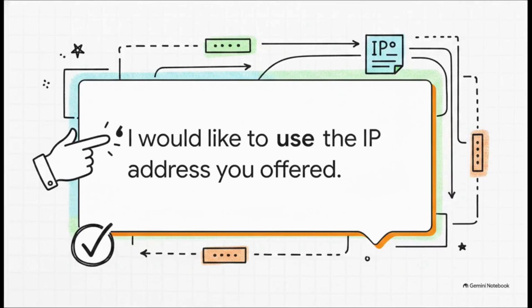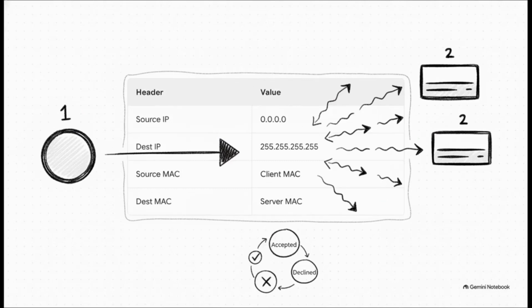Now the client receives this kit and moves to Step 3, Request. It formally decides to accept the offer and basically says, "I want it. I would like to use the IP address you just offered me." And this brilliantly illustrates a really cool quirk in the protocol. Look at the request header. The source IP is still 0.0.0.0, and the destination IP is still being broadcasted as 255.255.255.255. You might be wondering why.